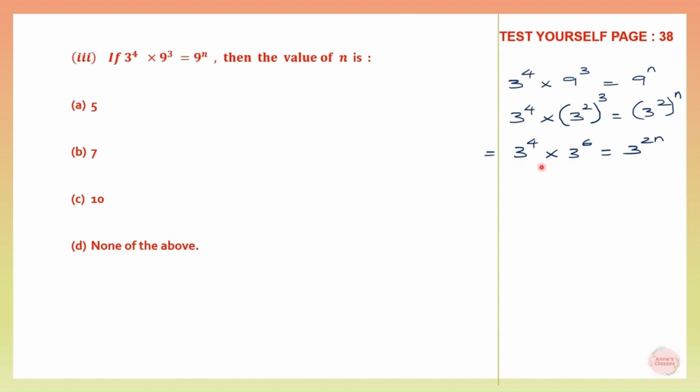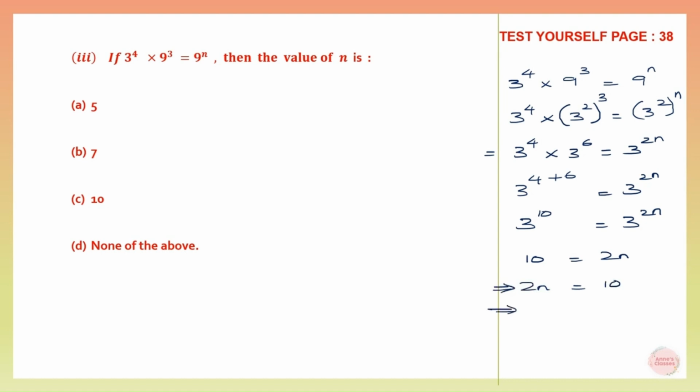First, let's do this part. When the base is the same and it's multiplication, we can add up the powers. So this will be 3 to the power of 4 plus 6 is equal to 3 to the power of 2n, or 3 to the power of 10 is equal to 3 to the power of 2n. Now the base is the same. That means the powers are equal to each other. 10 is equal to 2n, or we can put 2n this side and say 2n is equal to 10 without changing anything, only the sides.